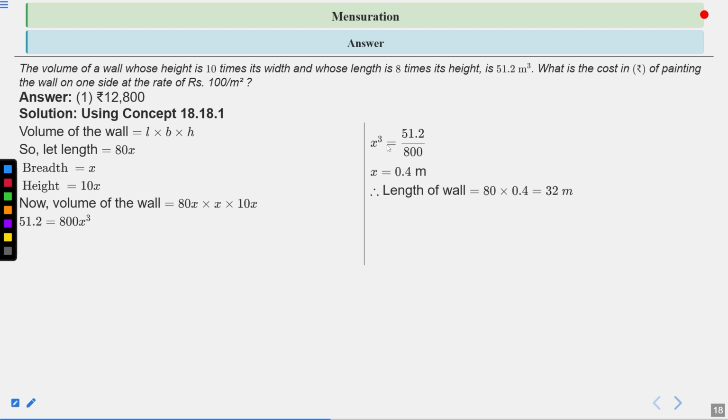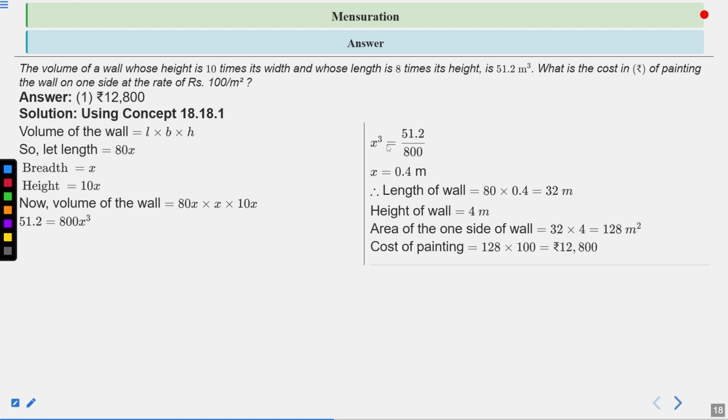Now the length of the wall becomes 80 into 0.4, which is 32 meter. Breadth is 0.4 meter because the value of x is 0.4 meter, and height is 10 times x, so it becomes 4 meter. Now the area of one side of the wall is length into height, so 32 into 4 is 128 square meter. The cost of painting is 100 rupees per square meter, so 128 into 100 gives 12,800 rupees. So the first one is the correct answer of this question.